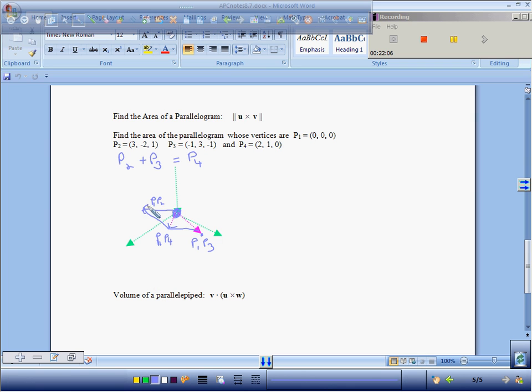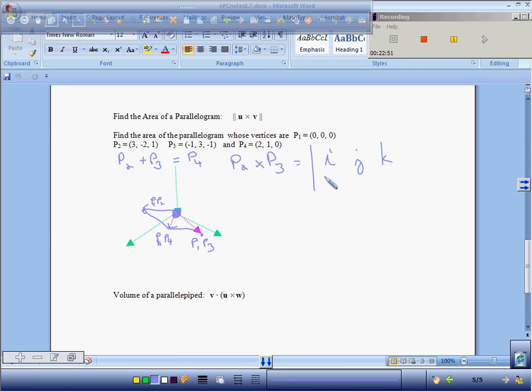So you have to figure out which vectors you need to cross to get the area. In this case, add these two together, P2 plus P3 gives you this. So you know that if this plus this equals this, then this must be the diagonal of that parallelogram. Okay, so now I'm going to cross this one with this one: P2 cross P3. And so I'm going to go I, J, K.